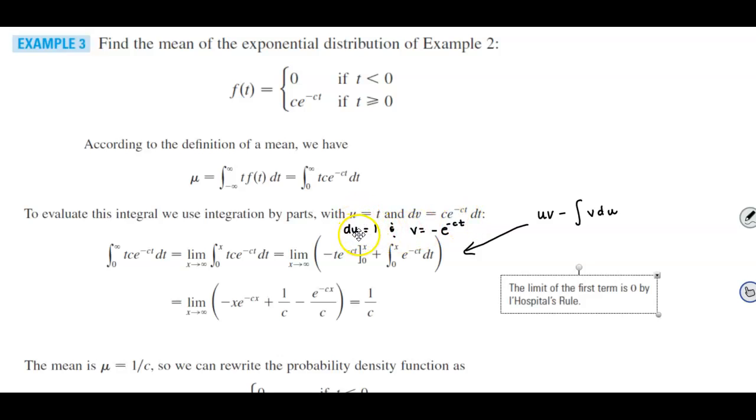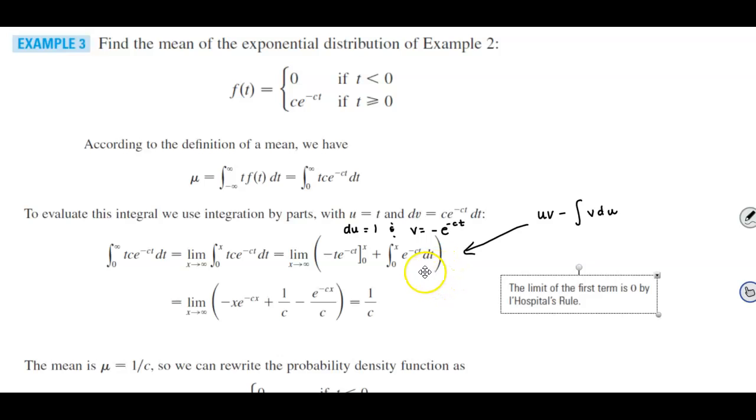The derivative of u is going to equal 1, and the antiderivative of dv is going to equal v, which is equal to negative e to the negative ct. So using this, we're going to take the limit as x approaches infinity of the integral from 0 to x, which is now going to equal the limit as x approaches infinity of uv, which is negative t e to the negative ct from 0 to x. It's minus a negative, so it's going to be plus the integral from 0 to x of e to the negative ct dt.